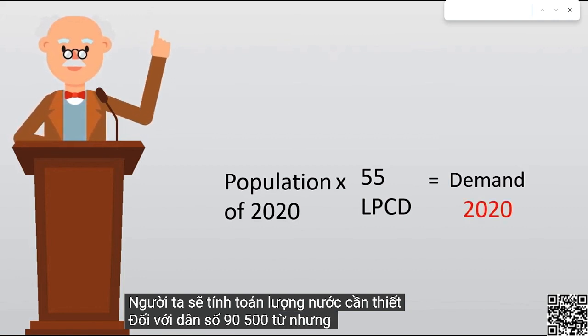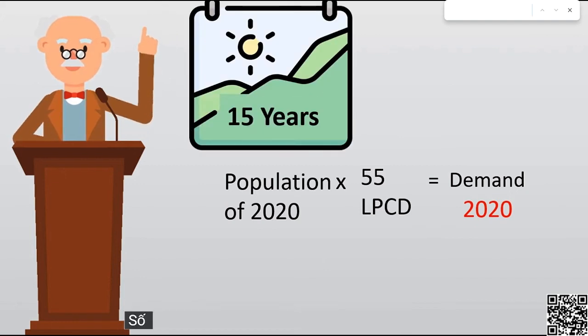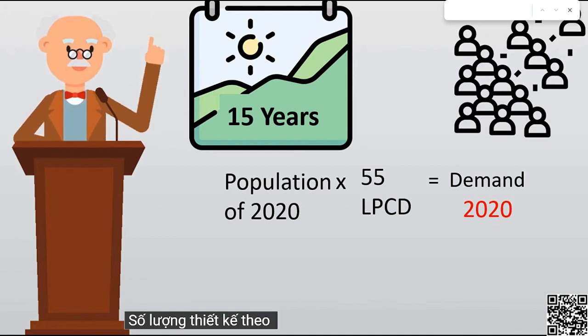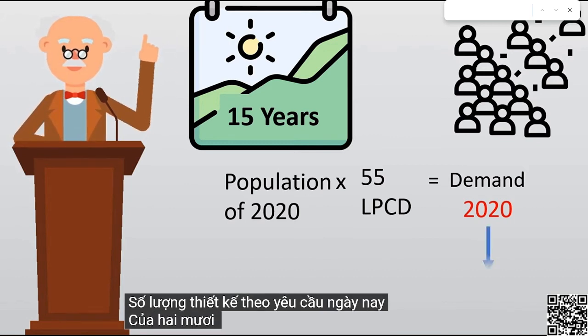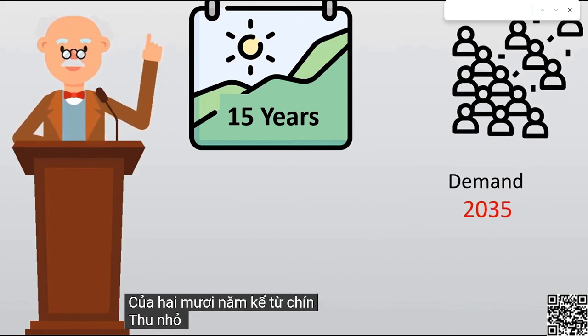But the scheme we are designing is for, let's say, 15 years. And after 15 years, our population won't be the same as today. So if we design the scheme for today's demand, then we cannot get sufficient water after 15 years. So we need the demand of the year 2035, that is 15 years from now. So how to calculate the 2035 demand?